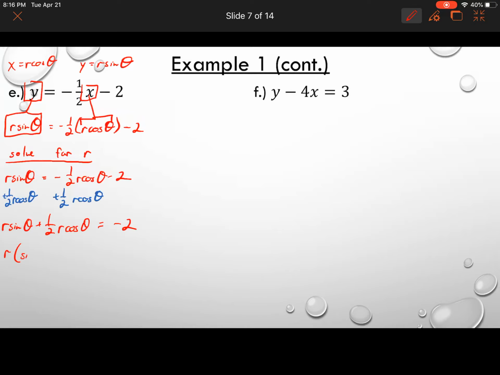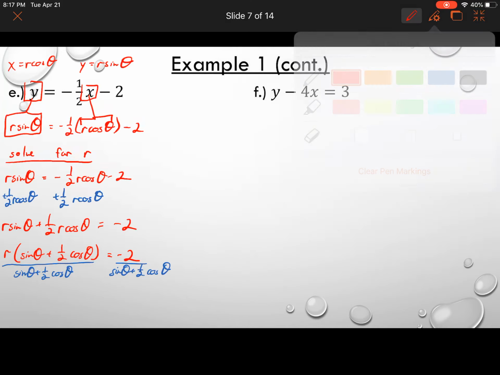And we end up with r times sine theta plus 1/2 cosine theta is equal to negative 2. So now we have a single r. We used to have two r's, now we just have a single r. Well, now to get r by itself, we would just have to divide both sides by sine of theta plus 1/2 cosine theta.